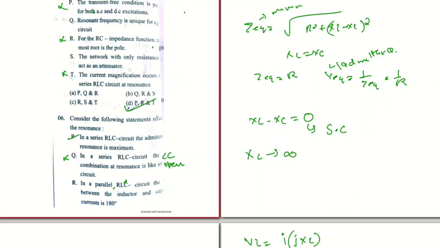Next statement: in a parallel RLC circuit, the angle between the inductor and the capacitor current is 180 degrees. So it is true, in a parallel RLC circuit, the angle between inductor and capacitor current is 180 degrees only.